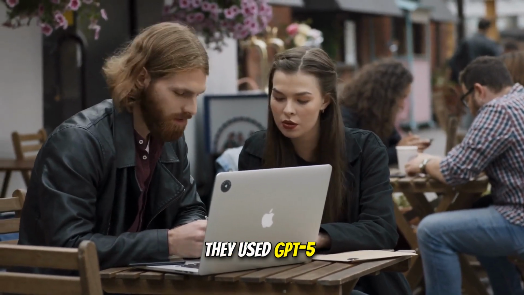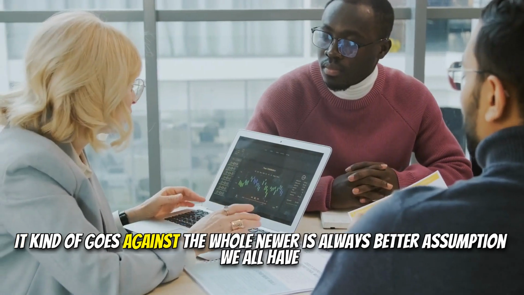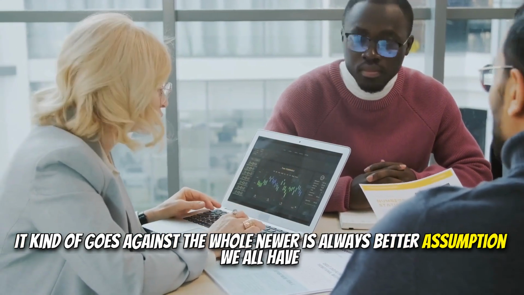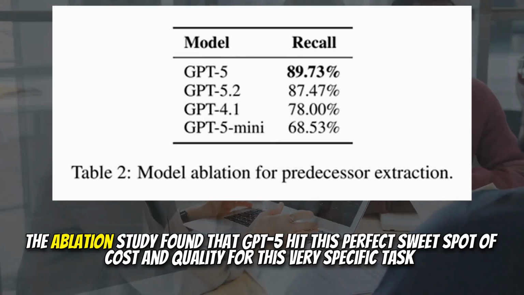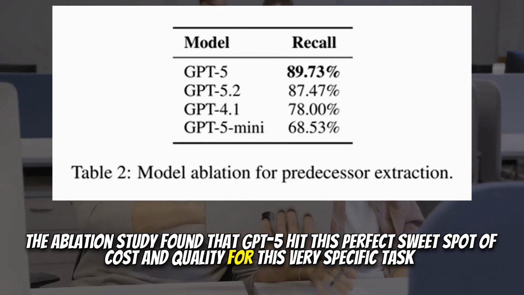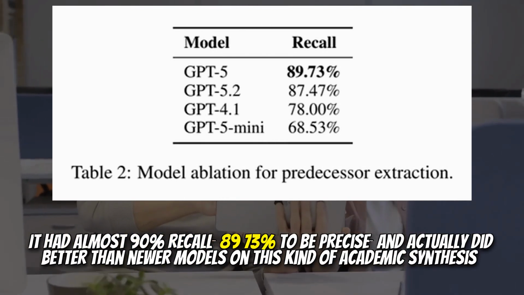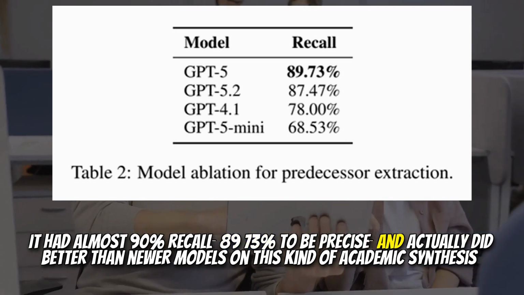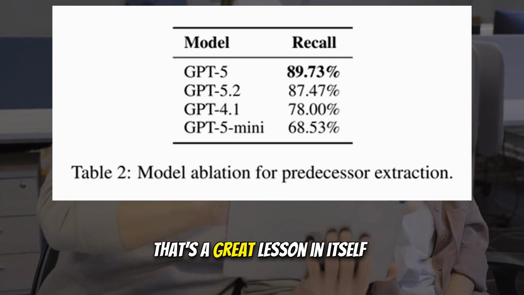They used GPT-5. Wait, really? GPT-5, not something newer, like 5.2. Yeah. Kind of goes against the whole newer-is-always-better assumption we all have. It absolutely does, and they showed their work. The ablation study found that GPT-5 hit this perfect sweet spot of cost and quality for this very specific task. It had almost 90% recall, 89.73% to be precise, and actually did better than newer models on this kind of academic synthesis. That's a great lesson in itself.